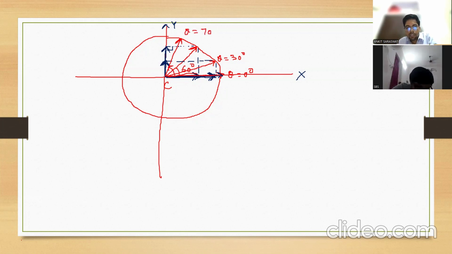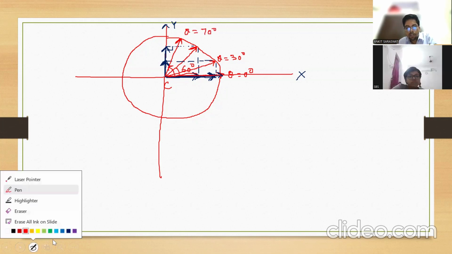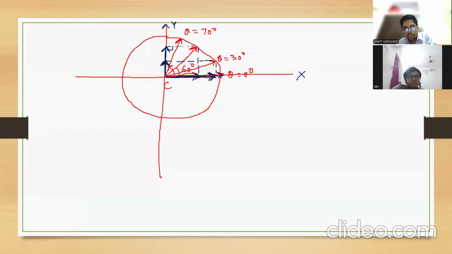So when you are increasing the angle, what is our observation? The observation is that if you drop a projection on the x-axis like this, it will be like this. Similarly, the projection on the y-axis will be like this. So when you are increasing the angle, the concept is that the projection on the y-axis is going to increase.